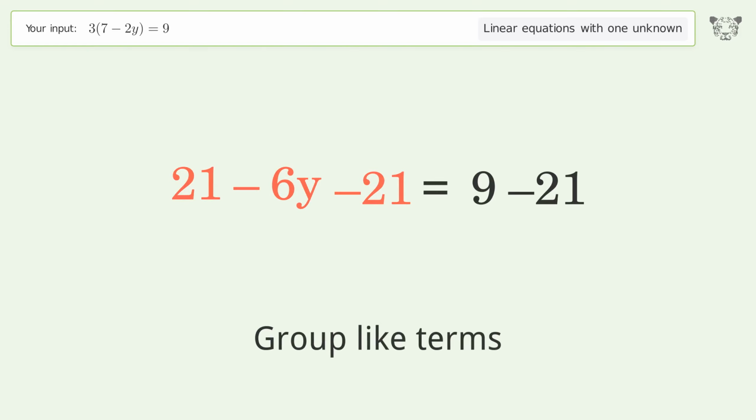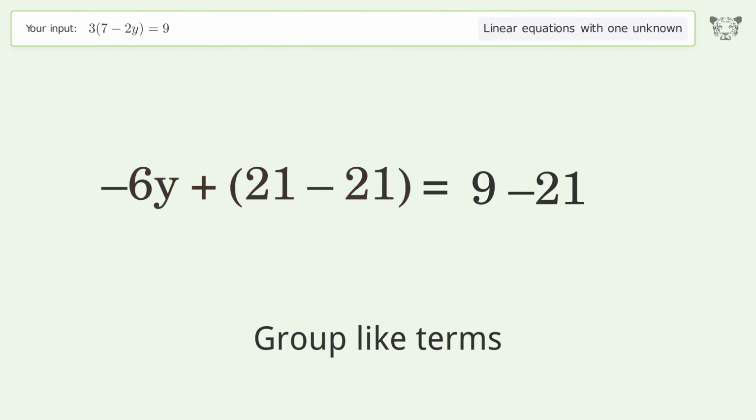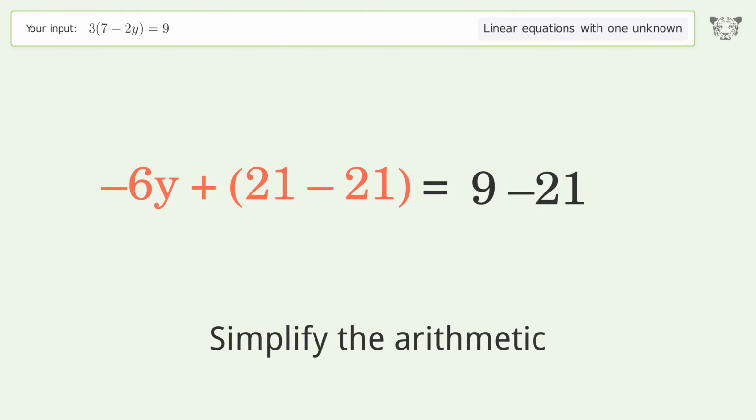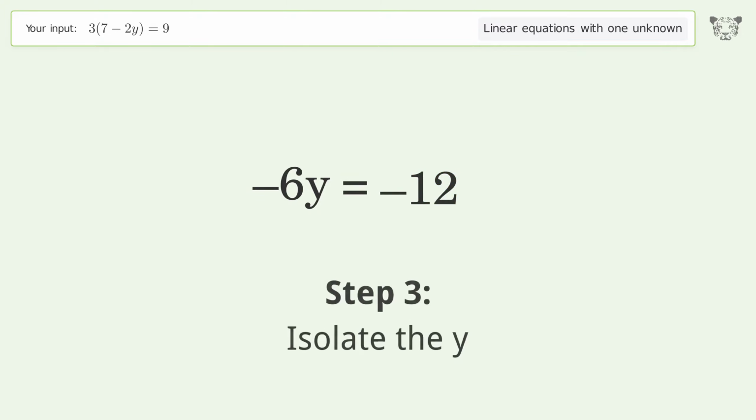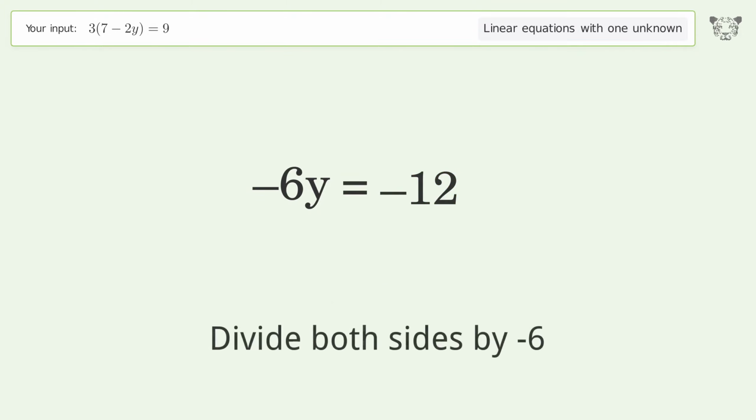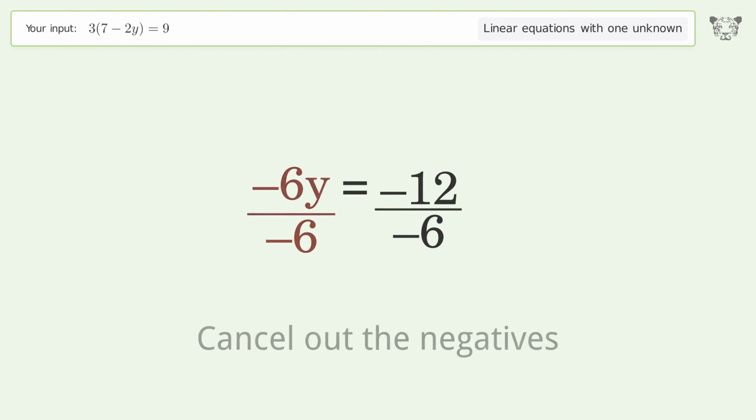Group like terms. Simplify the arithmetic. Isolate the y. Divide both sides by -6. Cancel out the negatives.